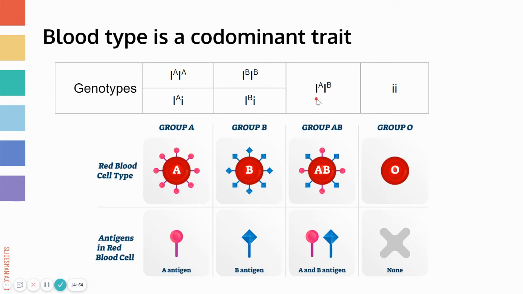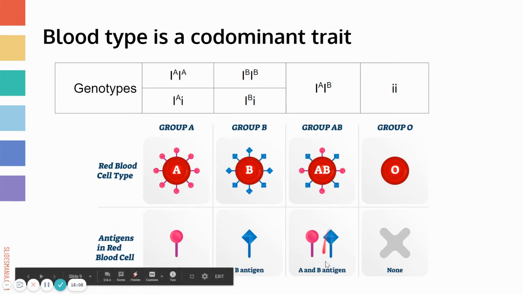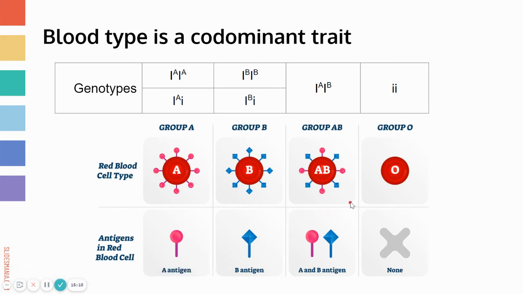And there's only one option for how you can get this. You have to have one IA allele and one IB allele. And this is going to allow you to produce both the A antigen and the B antigen on the surface of your red blood cells. So if you think back to our beginning slide about the different kinds of inheritance modes, hopefully you recognize this as being a co-dominant trait. We're sort of getting patches or splotchiness of both the A and the B antigen. They're both expressing themselves in type AB blood.